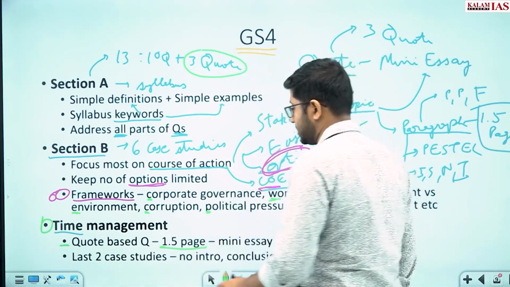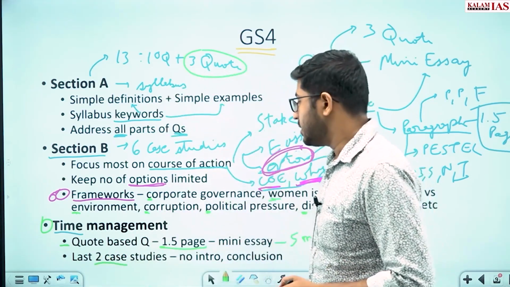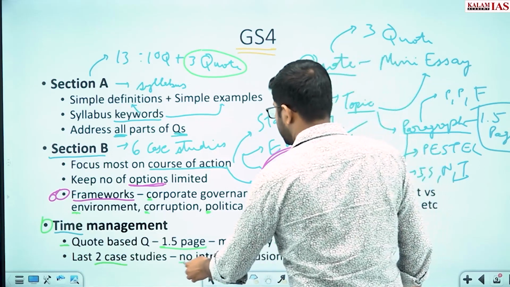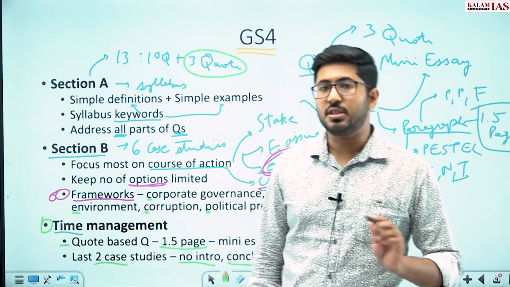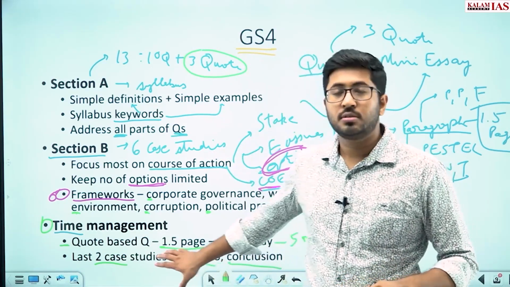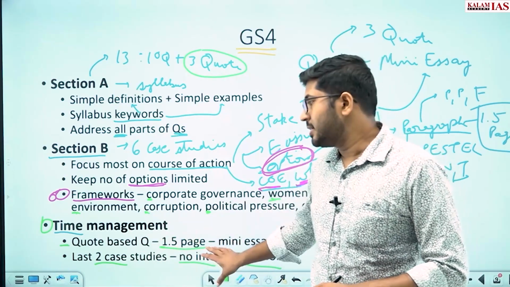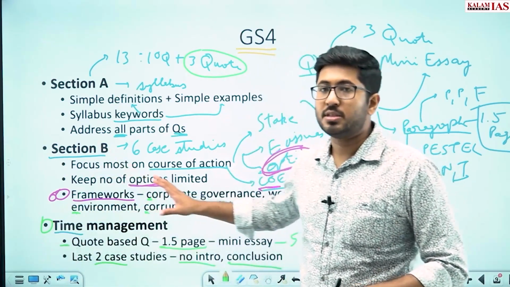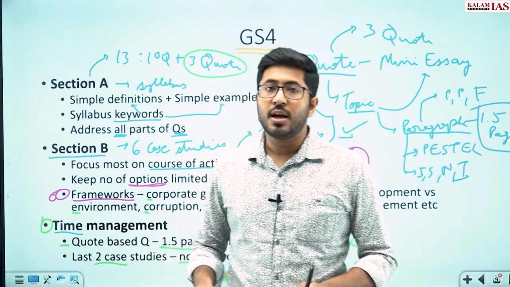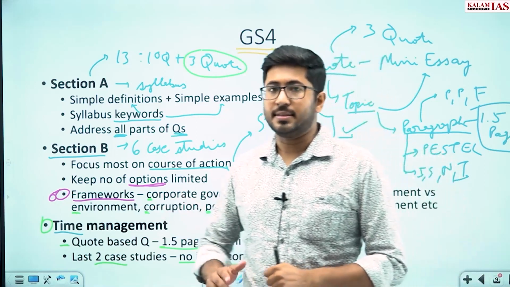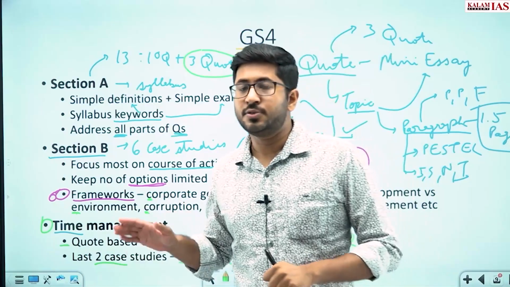And for the last 2 case studies, because you have to rush your paper and you have very very limited time, you can just skip the introduction part and the conclusion part, directly come to what they are asking and just solve it. That way you can save some time and finish the paper, because that is more important than writing a good answer. As I have already mentioned, you can write an average answer, but ensure you complete the paper so that you can get above average marks than the others. So this was the overall strategy for the GS4 ethics paper.